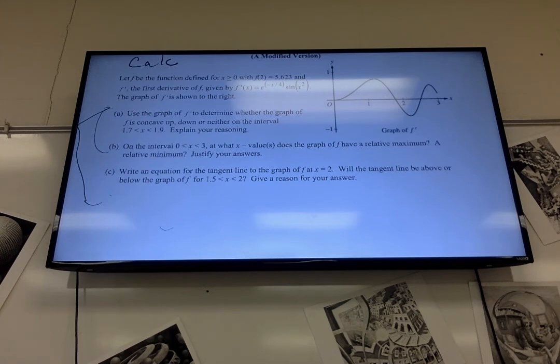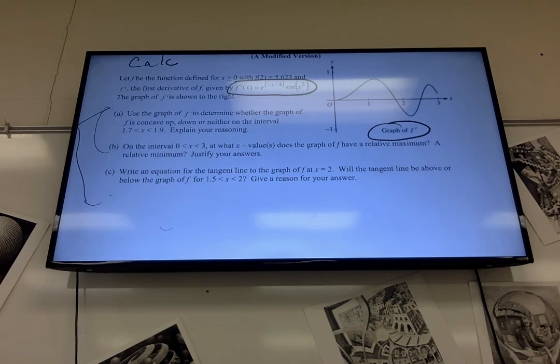Okay, so we use a calculator on this one. Let f be the function defined for x greater than 0. It tells you what f of 2 is. The decimals give you a good indication that it's going to be a calculator problem, and the E. They also give you, and this is important to notice, I would circle it on the actual test, the graph of f prime. Those are important things to keep separated.